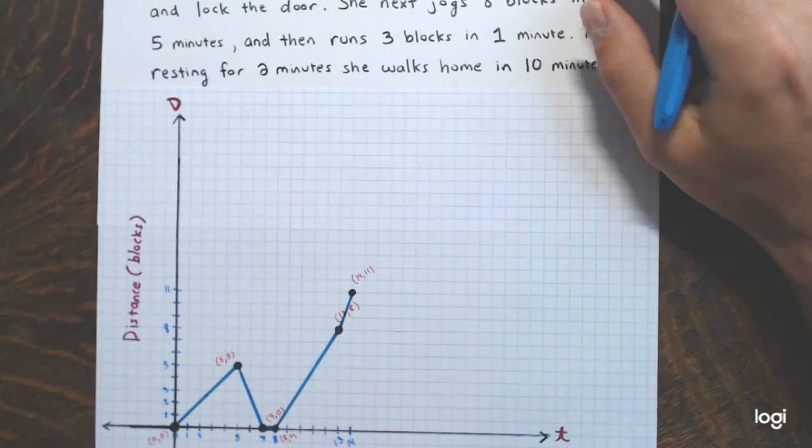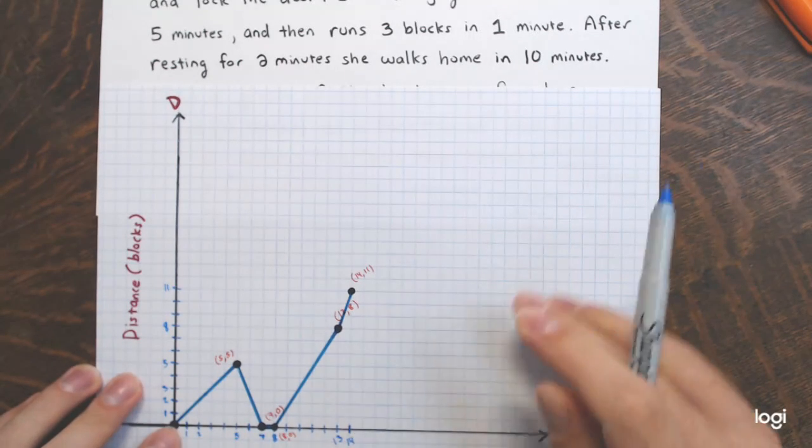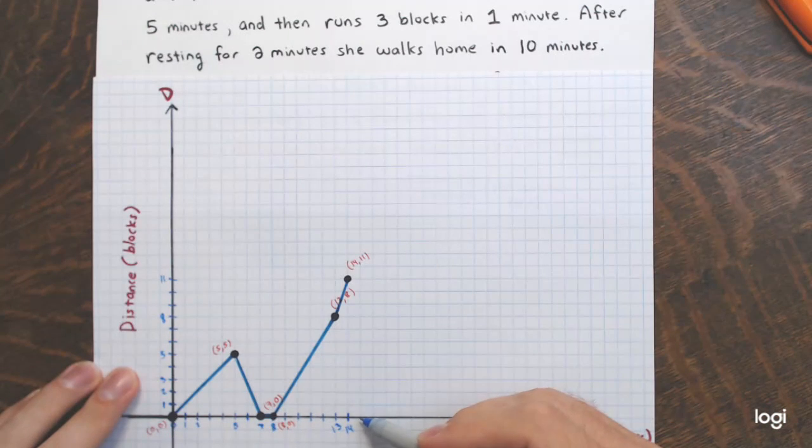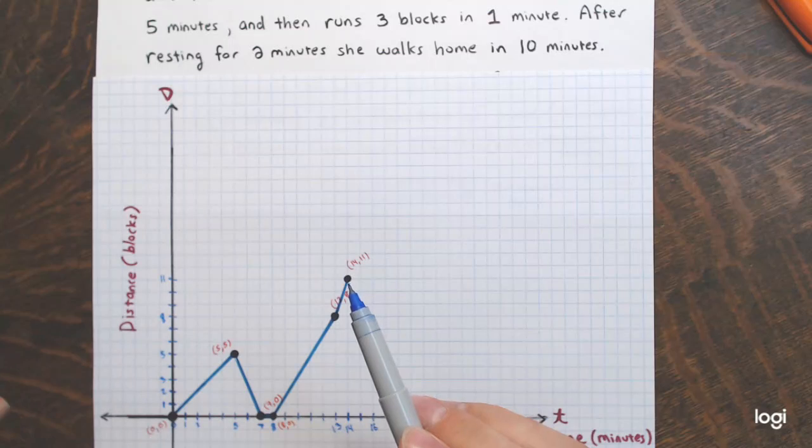All right, then after resting for 2 minutes, now let's think about that for a second. So they say she rests for 2 minutes. So we're here right now at the 14th minute. She rests for 2, so the 15th and 16th minute. So for these 2 minutes, she's resting. She's not moving at all. So you see at the 14th minute, she was 11 blocks away from her house, and then she rested.